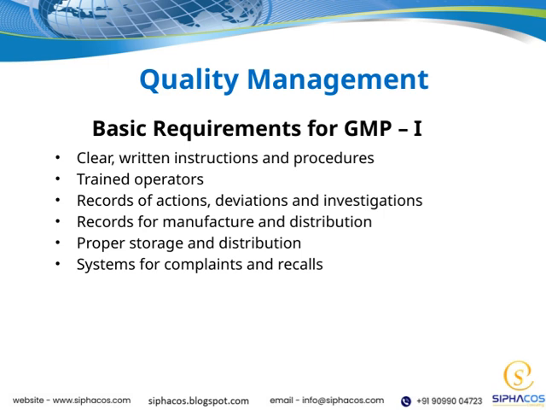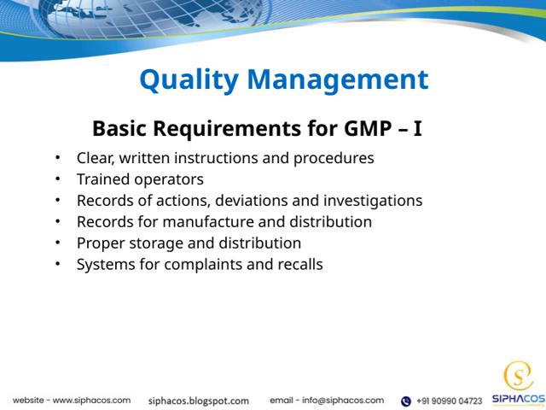Records are another vital component. We need to keep detailed records of every action taken, including any deviations and the investigations that follow. This helps us track what happened, identify issues, and ensure accountability. Similarly, records for manufacture and distribution are necessary. They provide a documented history of each batch, which is key for traceability and recall if needed.